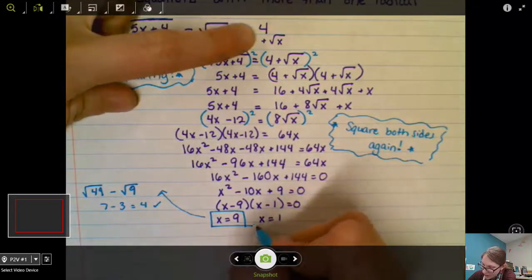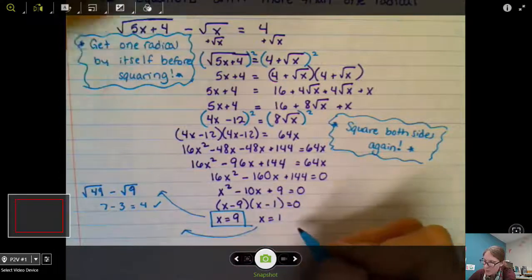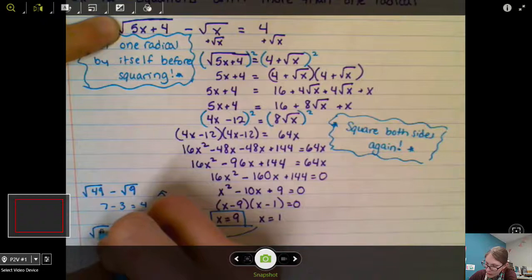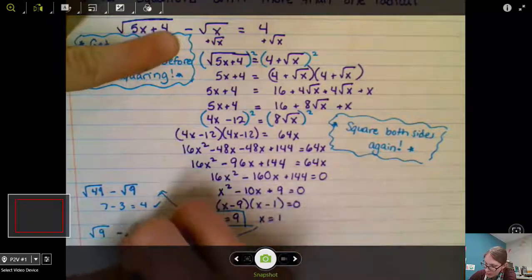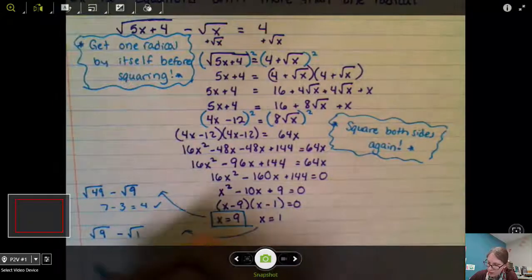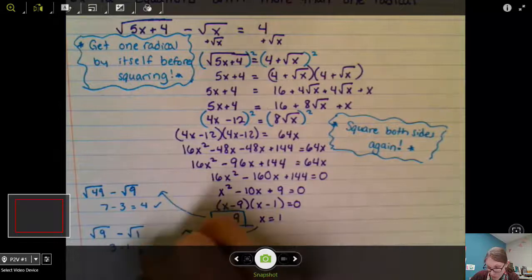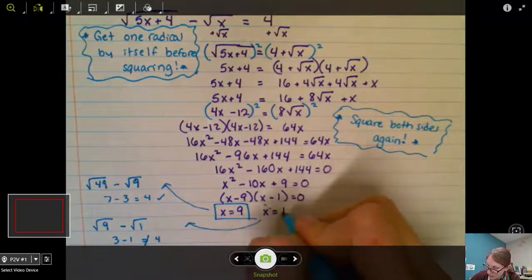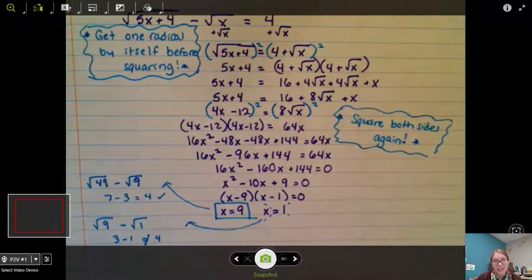Okay, let's check the 1. The square root of 5 times 1 plus 4 is the square root of 9 minus the square root of 1. Well, that's 3 minus 1, which does not equal 4 like we needed it to. So 1 is an extraneous solution, and x equals 9 is our only answer.